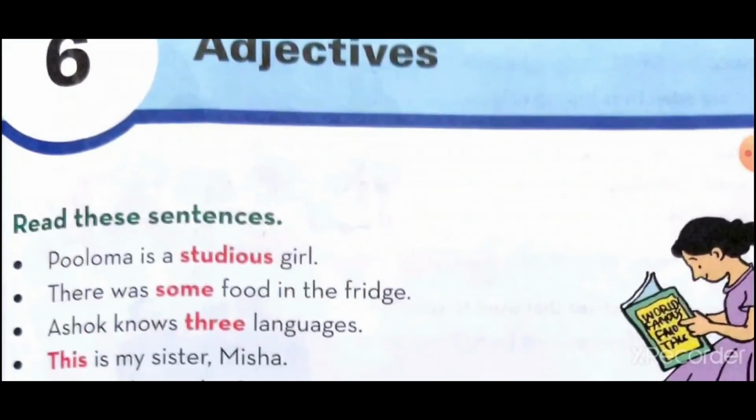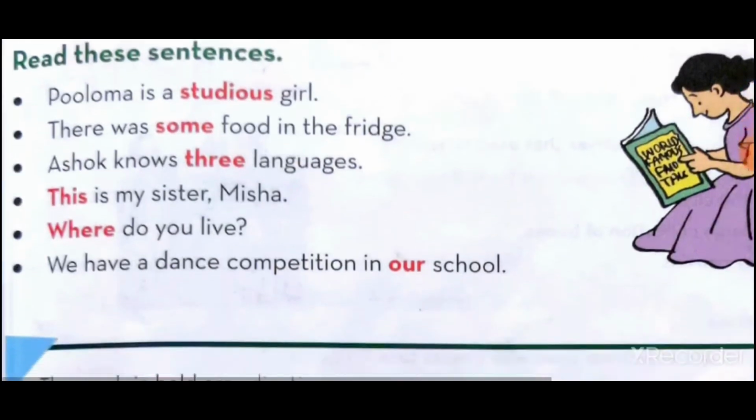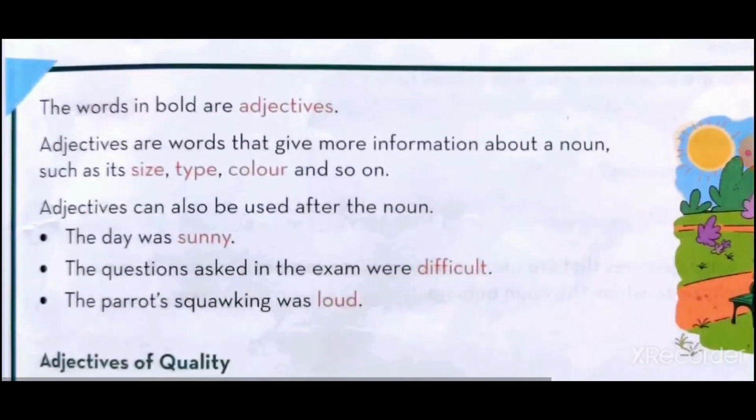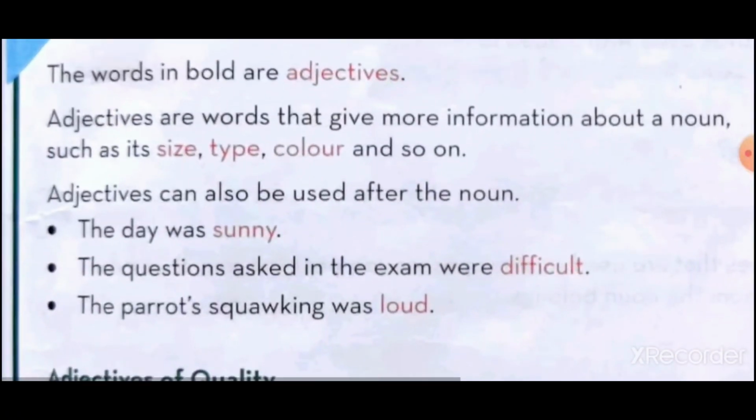Here there are a few examples, or we can say sentences, given. Palomi is a studious girl. There was some food in the fridge. Ashok knows 3 languages. This is my sister, Misha. Where do you live? And the last one, we have a dance competition in our school. So students, these words are highlighted words. The words in bold and red color are adjectives. Yes, these are the words called adjectives. All are of different kinds.